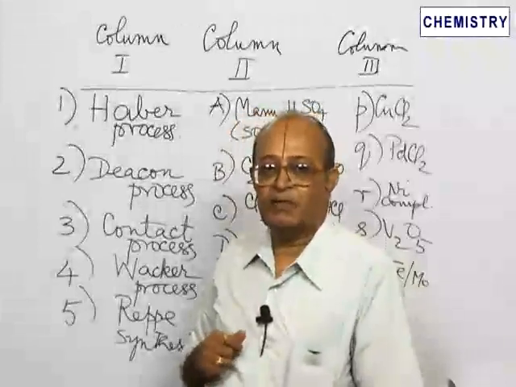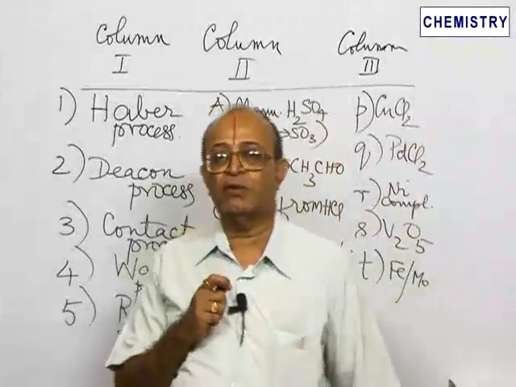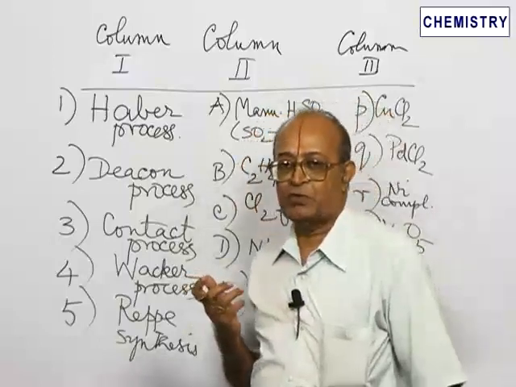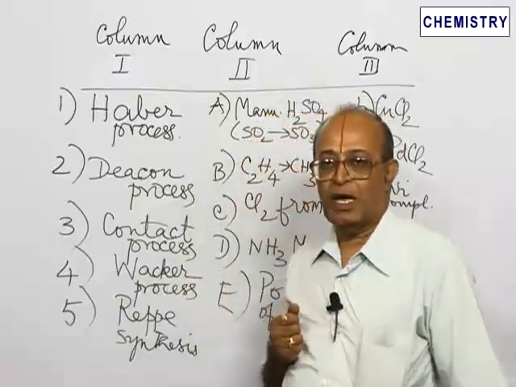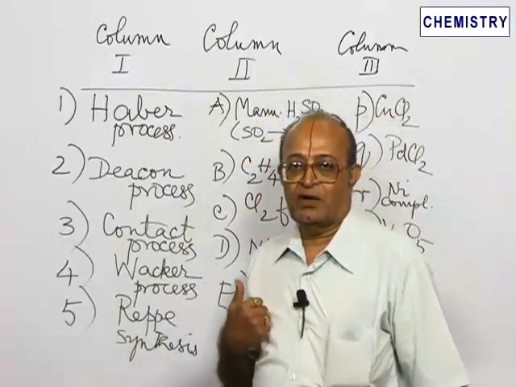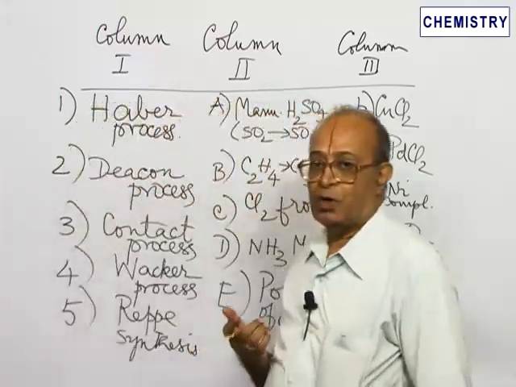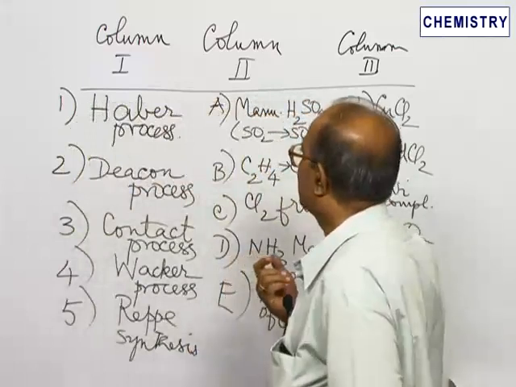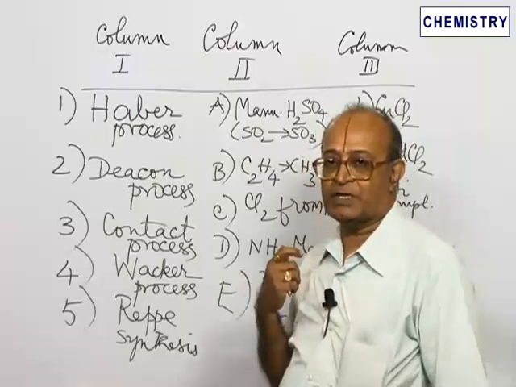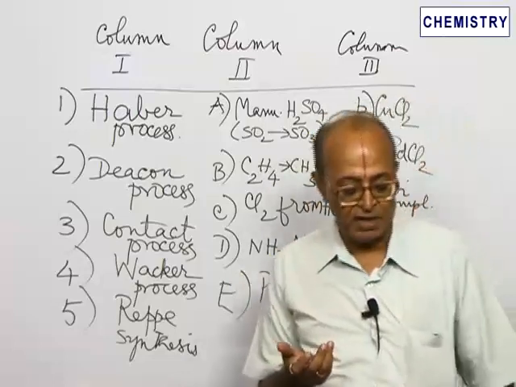As far as the IIT question paper is concerned, one section will be of matching type. Of course, two columns are usually given, but here I have given three columns. First column, the name given to the process. Second column, what are the actual conversions for which this name is given. And the third column, the catalyst that is normally used.